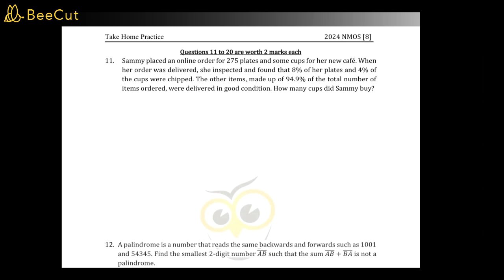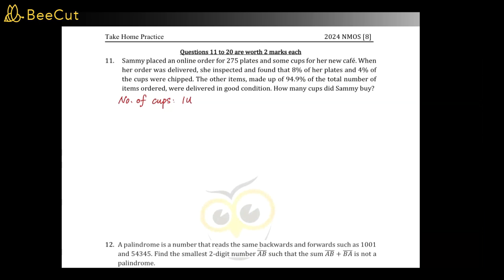Now, question 11, there are 275 plates and some cups. So we know that 8% of the plates and 4% of the cups were chipped. Let's say we let the number of cups be 1U. Let's find the percentage of cups and plates in good condition.